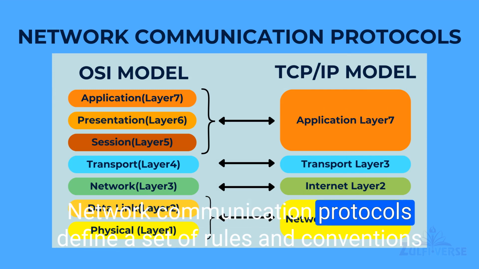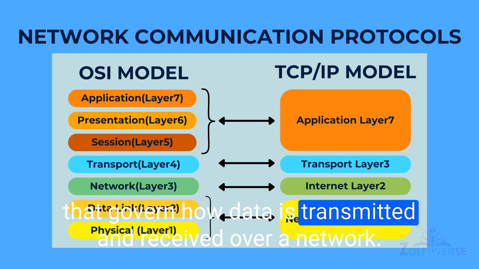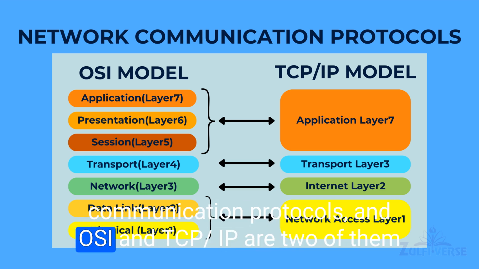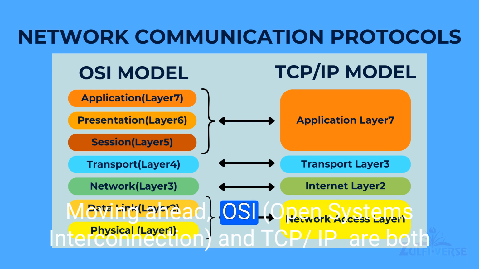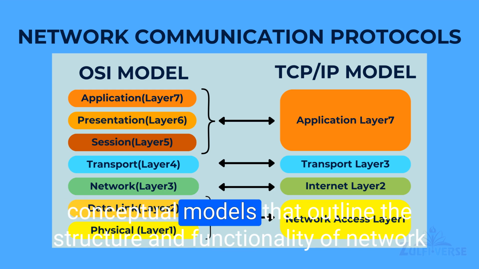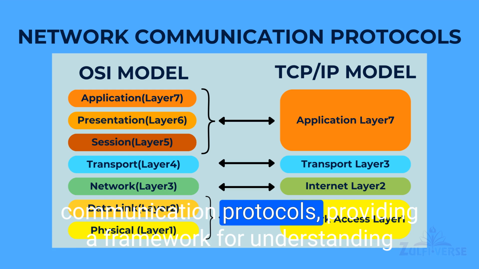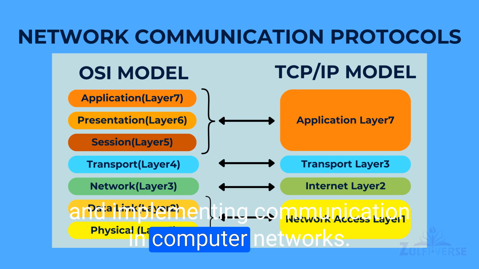Network communication protocols define a set of rules and conventions that govern how data is transmitted and received over a network. You should know that there are various categories of network communication protocols, and OSI and TCP/IP are two of them that are important from a Web 2 development point of view. Moving ahead, OSI (Open Systems Interconnection) and TCP/IP are both conceptual models that outline the structure and functionality of network communication protocols, providing a framework for understanding and implementing communication in computer networks.